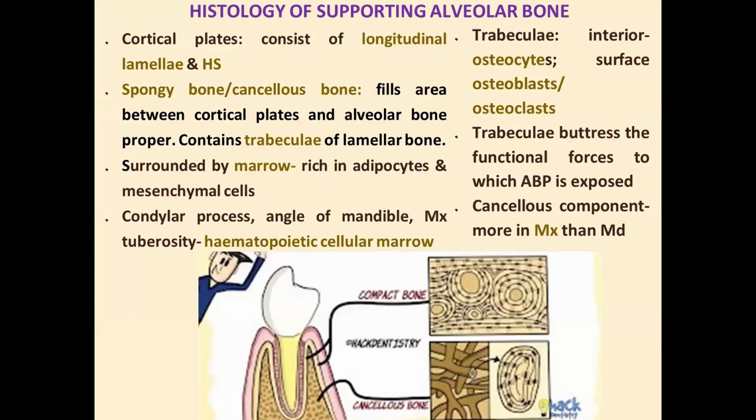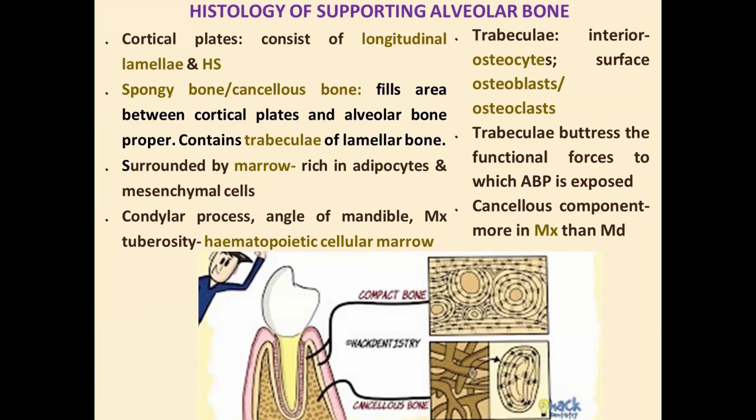Then the histology of the alveolar bone. The cortical plate consists of the longitudinal lamellae and partition, that is the concentric lamella and the partition canal. Spongy bone or the cancellous bone fills the areas between the cortical plate and the alveolar bone. They are surrounded by marrow, which is rich in adipocytes and mesenchymal cells. The condylar process, angle of the mandible, and maxillary tuberosity are composed of hematopoietic cellular marrow.